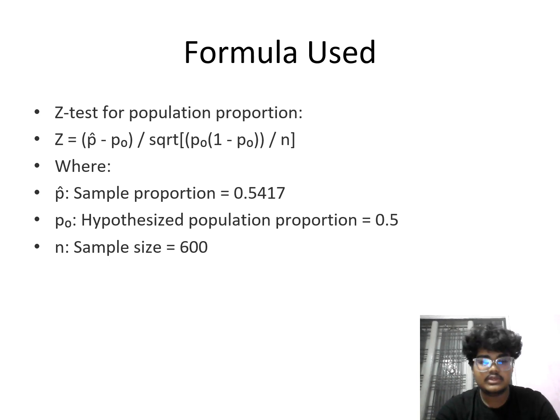The formula that we use is the z test for population proportion, which is z is equal to p-hat minus p naught divided by the square root of [p naught (1 minus p naught) divided by n], where p-hat is the sample proportion, which is equal to 0.5417. P naught is the hypothesized population proportion, which is 0.5. N is the sample size, which is equal to 600.